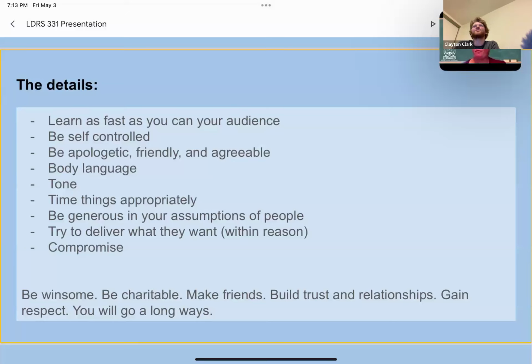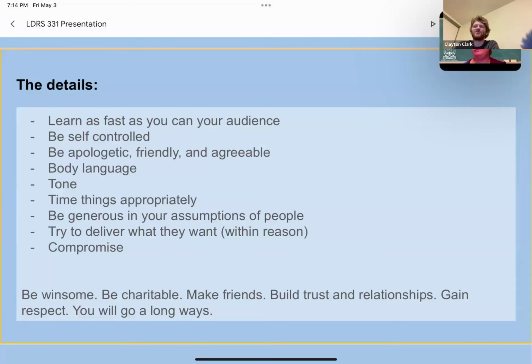This leads me to my next point of compromise. You can't just be obnoxious and stubborn and rude and never willing to compromise, or you're just not going to be a good diplomat. That's not how we negotiate.